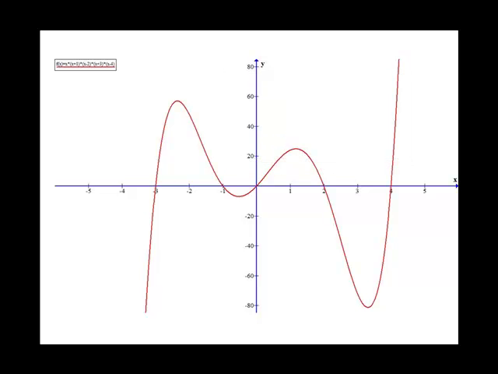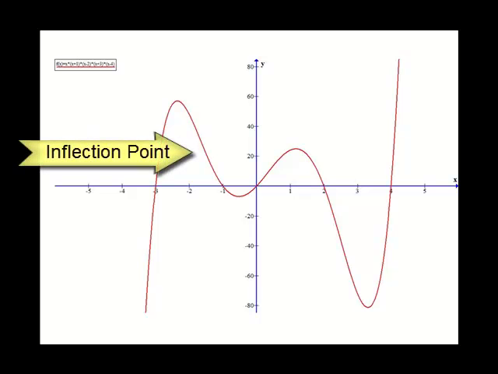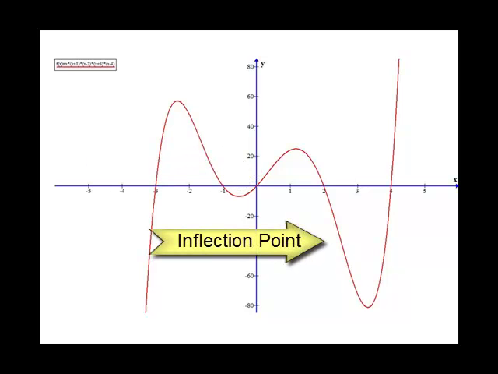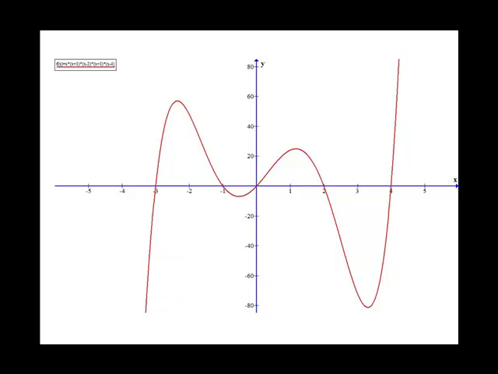We can see that our graph does change concavity a couple times. So we have an inflection point right around -1.5. We have another one a little bit to the left of 1/2. And then we have a third inflection point at about 2.5. Those are the locations of the inflection points, not their value. The location is the input, the value is the output of the original function.